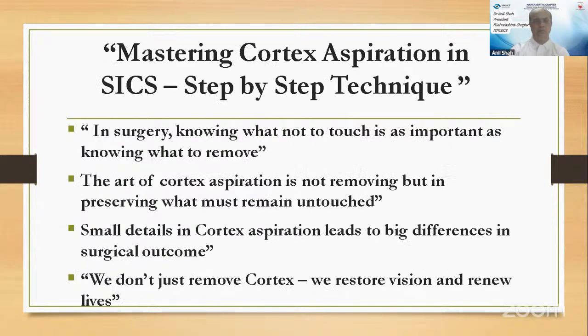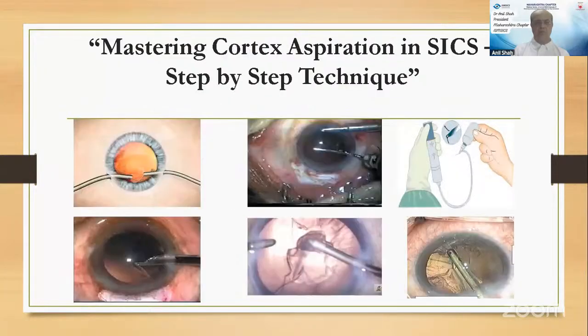Here are a few important remarks. In surgery, knowing what not to touch is as important as knowing what to remove. The art of cortex aspiration is not in removing but in preserving what must remain untouched. Small details in cortex aspiration lead to a big difference in surgical outcome. We don't just remove cortex, we restore vision and renew lives. Here are a few images showing various methods of cortex aspiration.